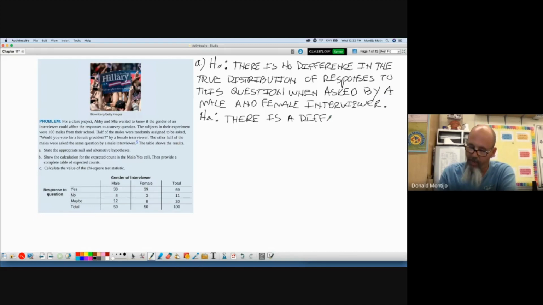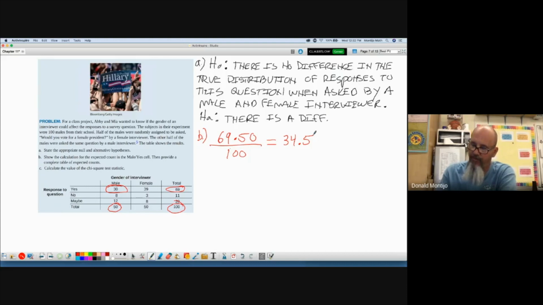So part B wants us to show the expected for male yes. Well, the 30 is the observed for the male yes. The expected count, remember, it's row total times column total divided by table total. So if I do 69 times 50 and I divide that by 100, the expected was 34.5.